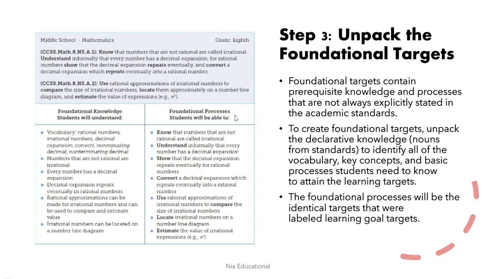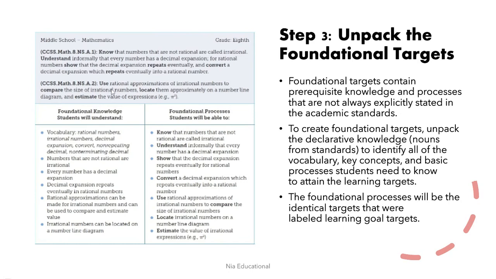So in this standard, we're looking at an 8th grade mathematics, middle school standard. The standard is: know that the numbers that are not rational are called irrational. Understand informally that every number has a decimal expansion. For rational numbers, show that the decimal expansion repeats eventually, and convert a decimal expansion which repeats eventually into a rational number.